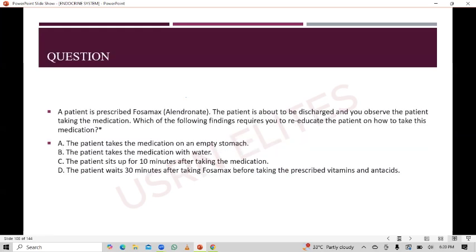All right. So let's look at what I'm sure will be our last question. A patient is prescribed alendronate. I think this is a question I asked. The patient is about to be discharged, and you observe the patient taking the medication. Which of the following findings requires you to re-educate the patient on how to take this medication? What are you picking?